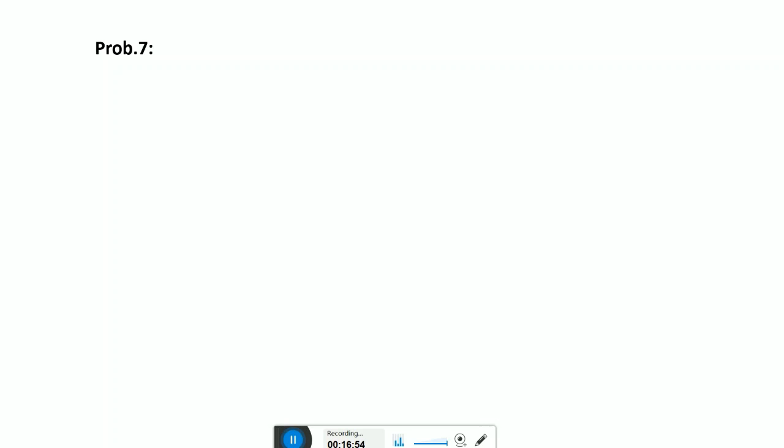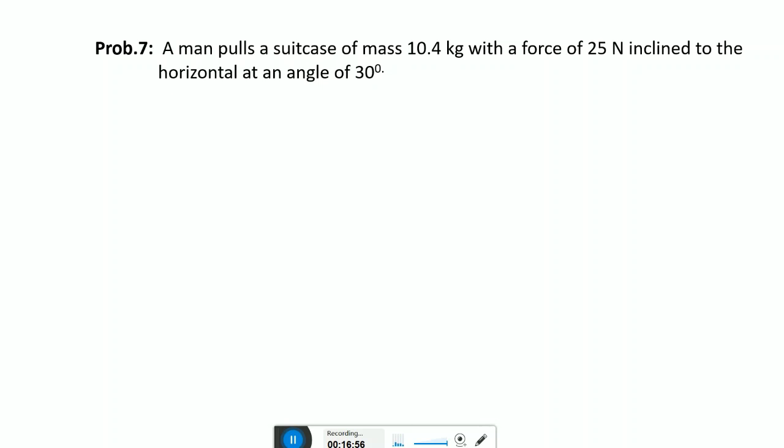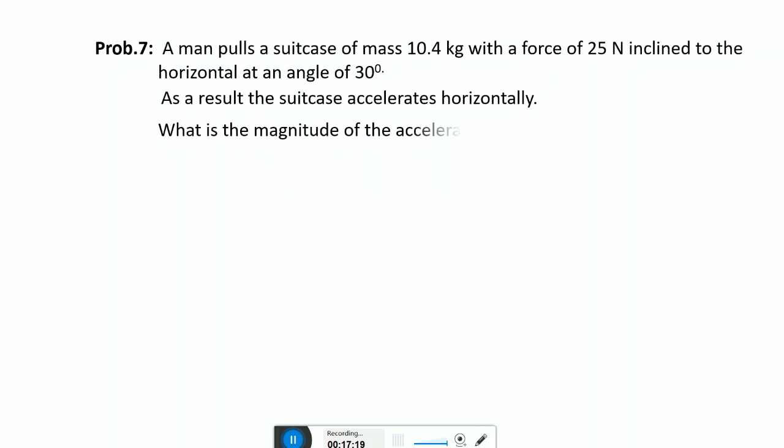Problem number 7. A man pulls a suitcase of mass 10.4 kg with a force of 25 Newton inclined to the horizontal at an angle of 30 degree. As a result, the suitcase accelerates horizontally, means along x-axis. What is the magnitude of the acceleration?